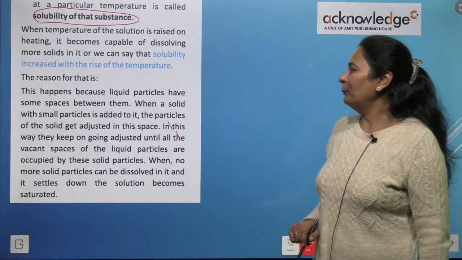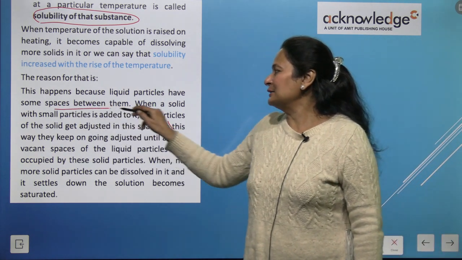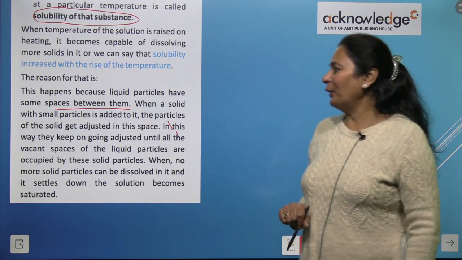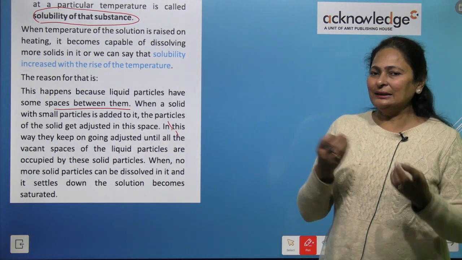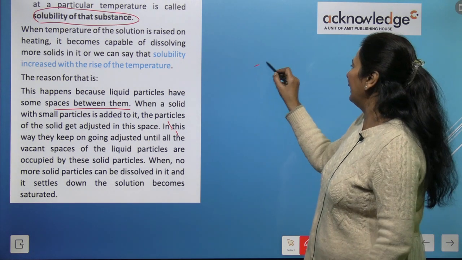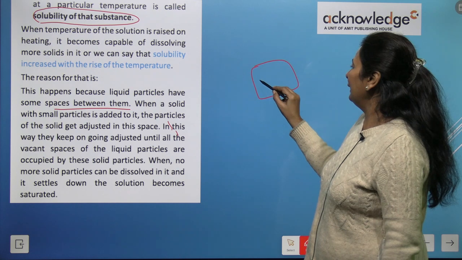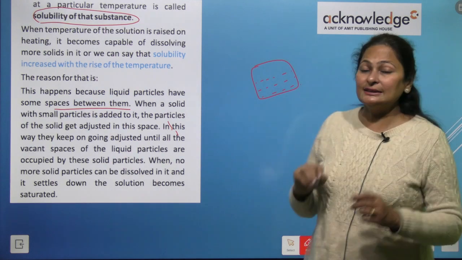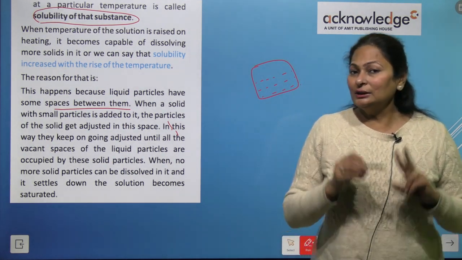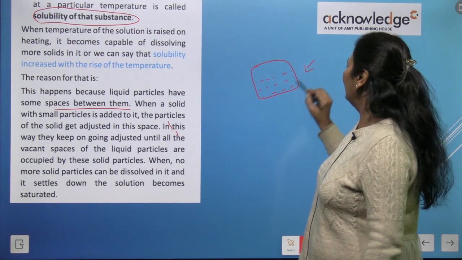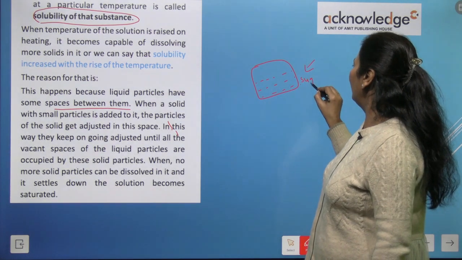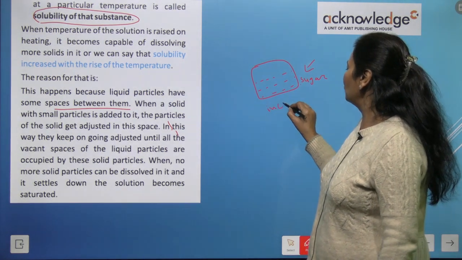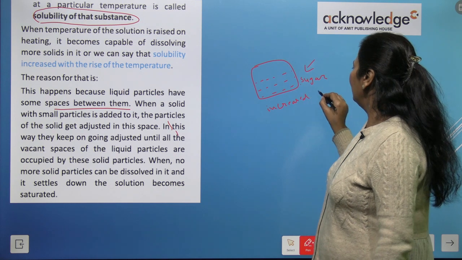This happens because liquid particles have some spaces between them. When a solid with small particles is added to it, it got adjusted. The spaces were filled. You can understand it like this. This is a container in which a saturated solution is filled. Now you are adding more sugar into it and you have increased the temperature also, right? Increase the temperature.